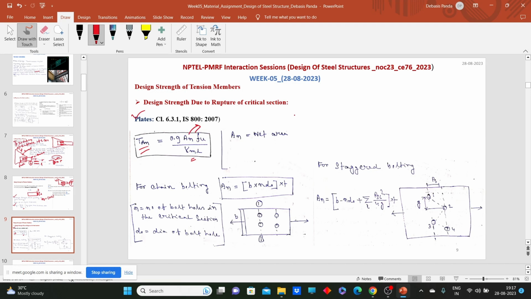What is An? An is the net area. Now what is the net area? So here look at this diagram. Here we have a plate of width B and thickness T.